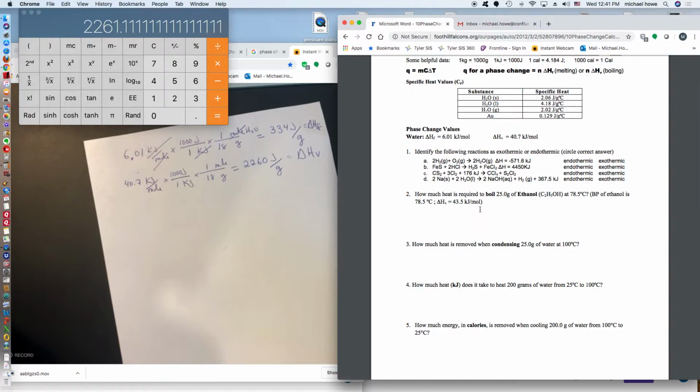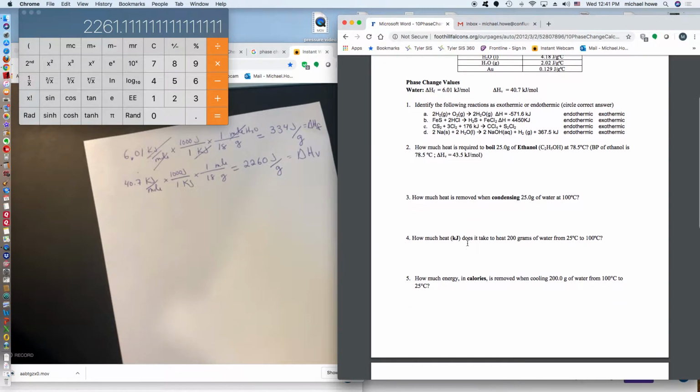All right, so now the first question we're going to do. I'm going to do number 3 first. So number 3, we have 25 grams of water at 100 degrees, and we want to see how much heat is removed when it condenses. So here's number 3.